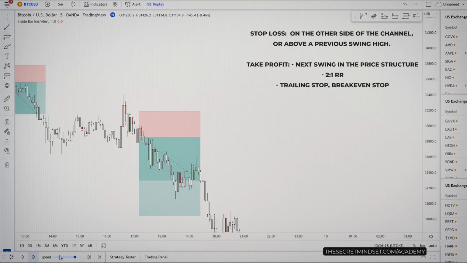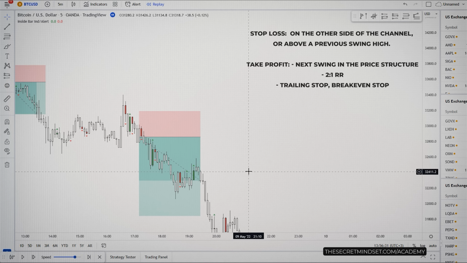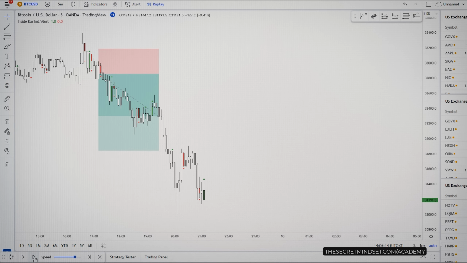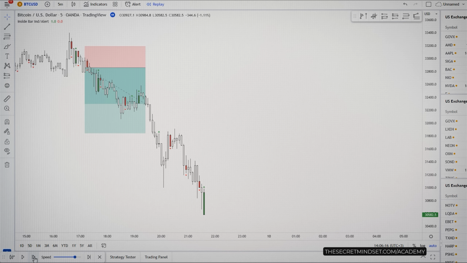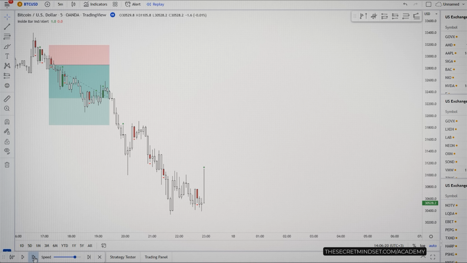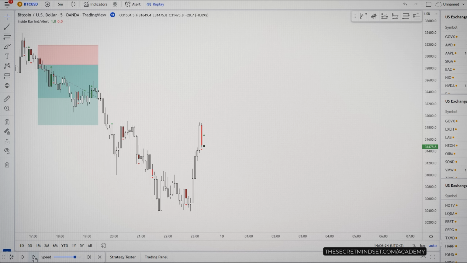Another good trade, and we even left some profits on the table. Again, you can play with the take profit and try different techniques. Let's continue.